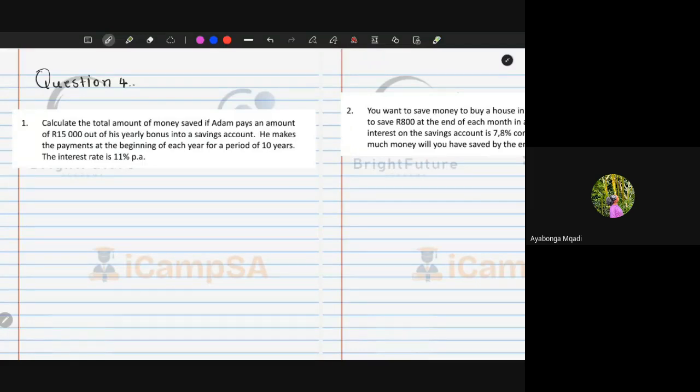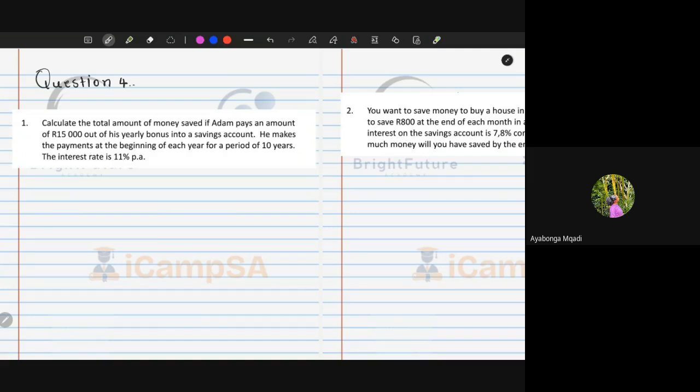Calculate the total amount of money saved if Adam pays an amount of 15,000 out of his yearly bonus into a savings account. He makes the payments at the beginning of each year for a period of 10 years. The interest rate is 10% per annum.